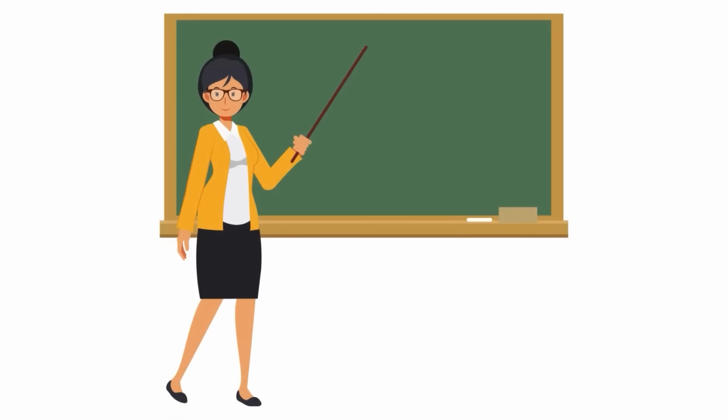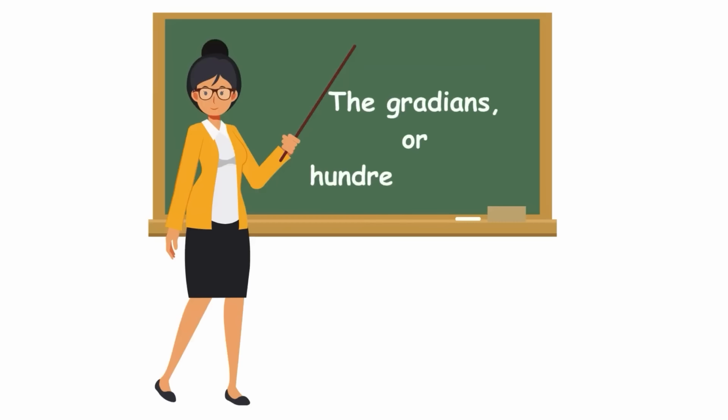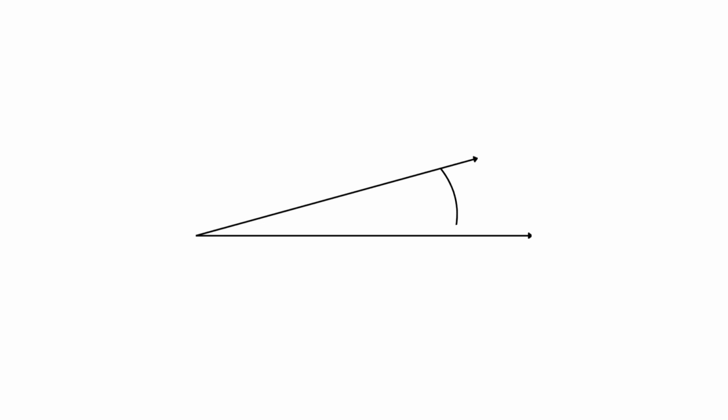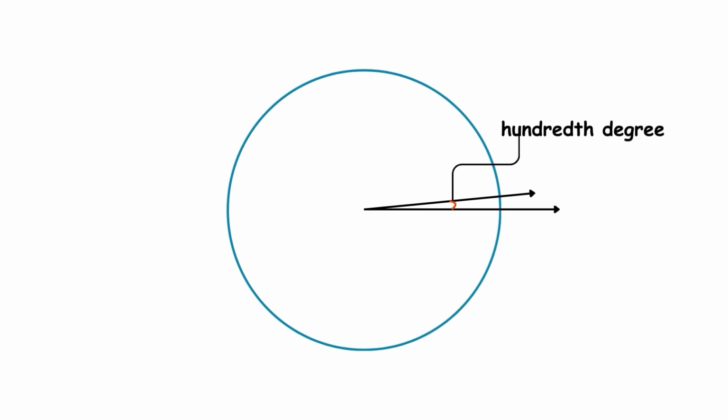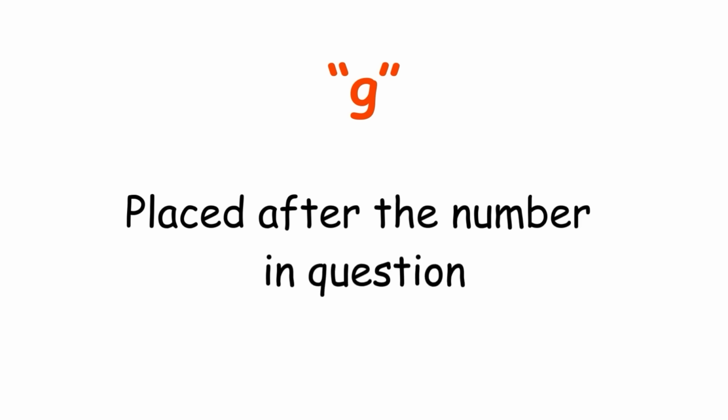Now, we will talk about a system that is perhaps a little less known. The gradians, or 100th degree, is a measure of plane angles. Alternative to the sexagesimal degree and the radian, the value of a 100th degree is defined as the central angle subtended by an arc, whose length is the 400th part of a circumference. Its symbol is a lowercase g in superscript, placed after the number in question.